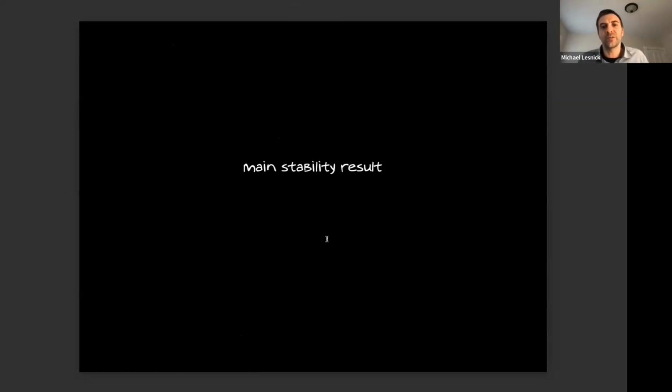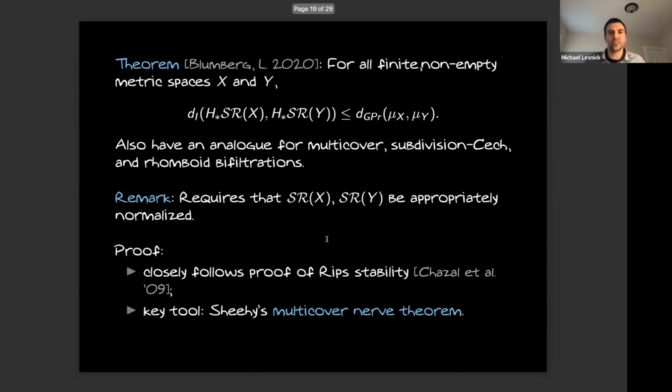And now I have enough language to state our main stability result, which says that for all finite non-empty metric spaces X and Y, the Gromov-Prohorov distance between the uniform measures of X and Y is greater than or equal to the interleaving distance between the homology modules of the subdivision Rips bifiltrations of X and Y. And if I had a bit more language, I could state this directly on the filtration level without talking about homology, but I won't bother with that.